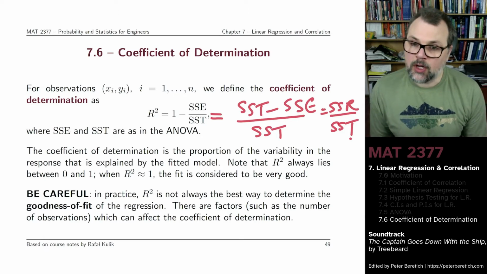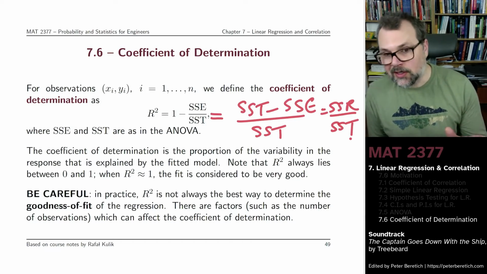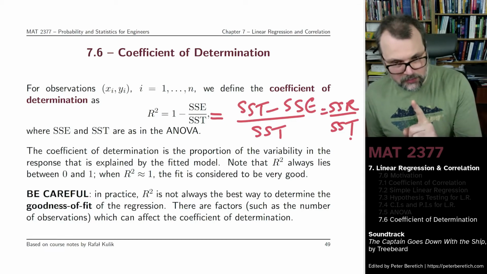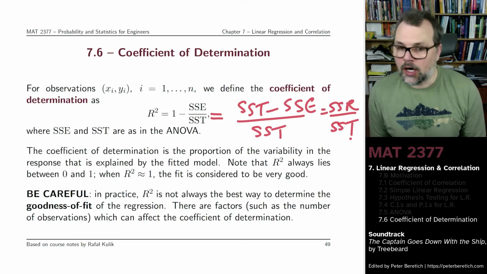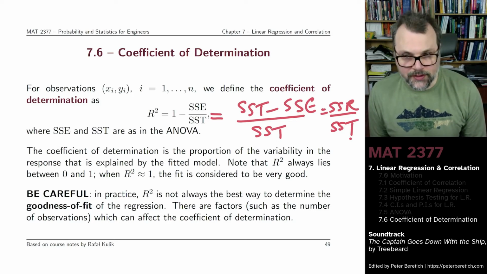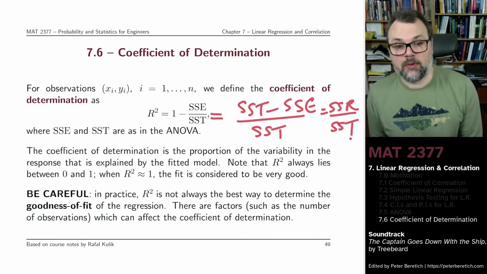R squared will always lie between 0 and 1. When R squared is close to 1, we consider that the fit is very good. But be careful. As far as goodness of fit statistics go, R squared is not always the best choice. There's other factors, including the number of observations, which can actually affect the coefficient of determination.